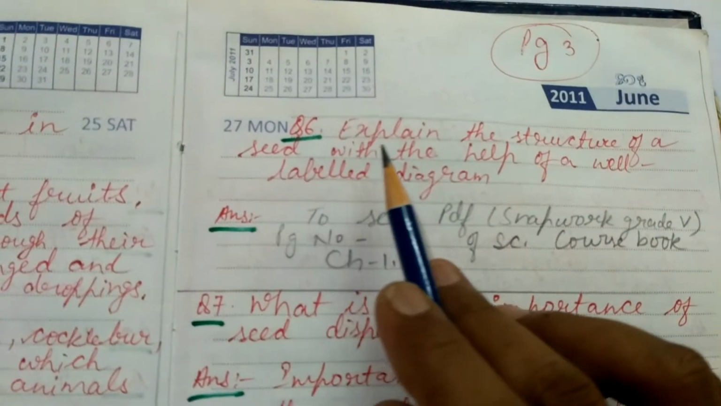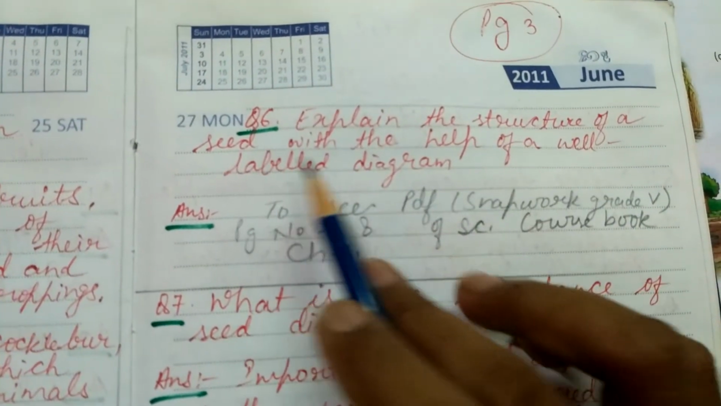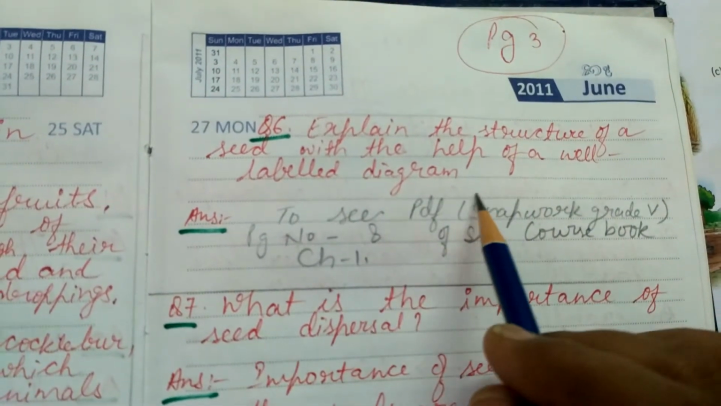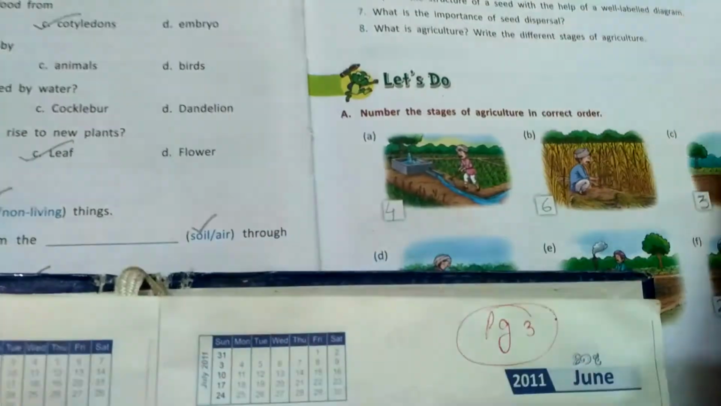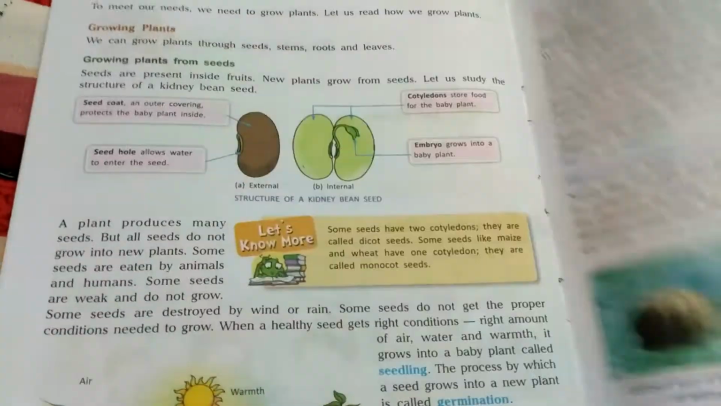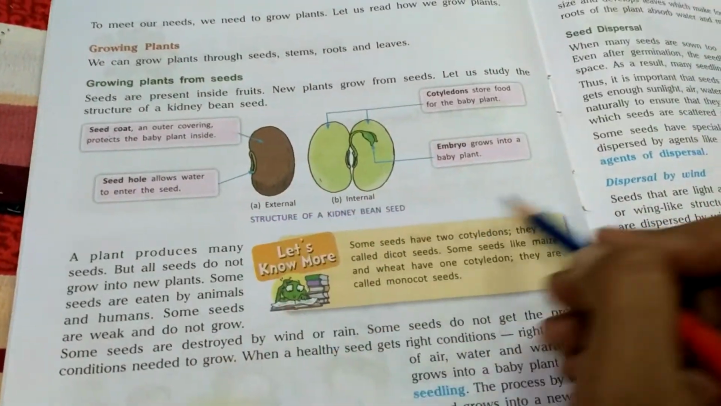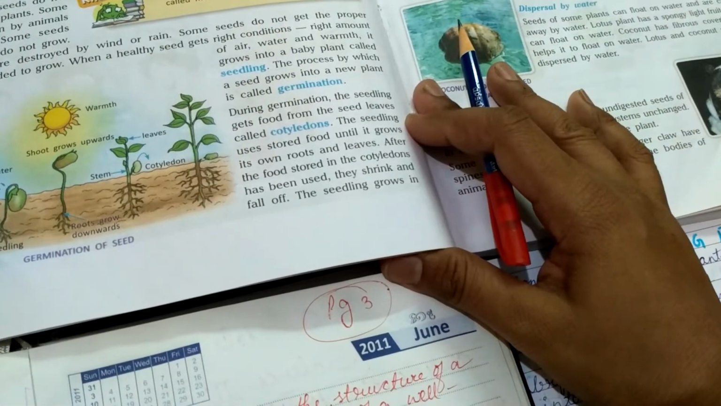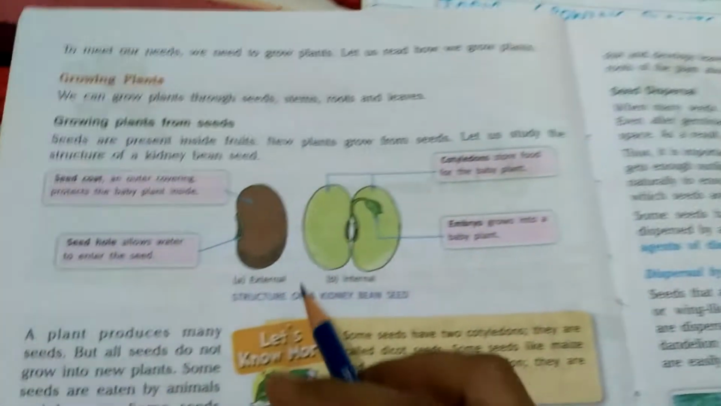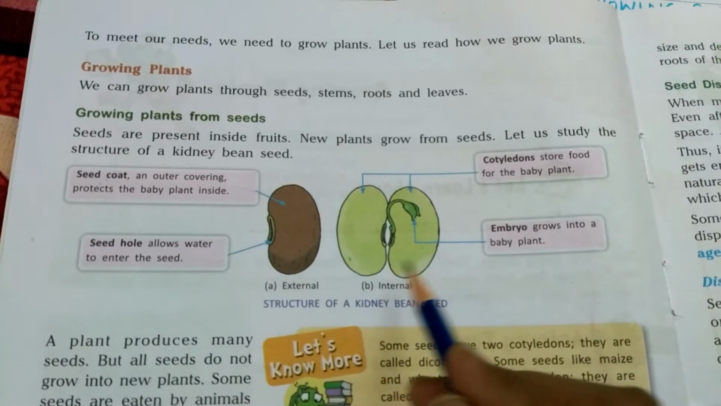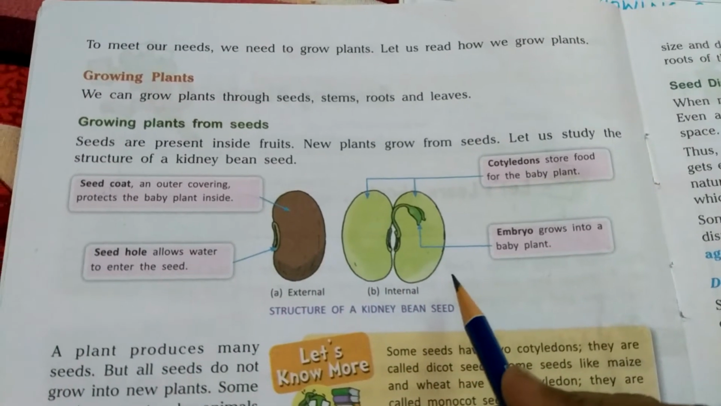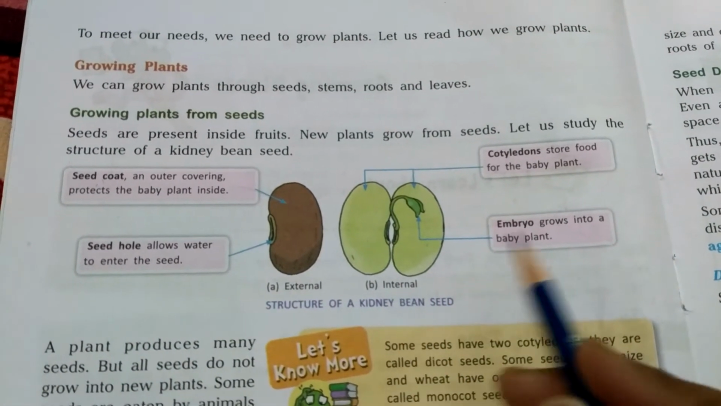Now in question number 6, explain the structure of a seed with the help of a well-labeled diagram. You will write this question on the ruled page, but you will draw the diagram on the white page. This complete diagram you have to draw, because you have to explain the structure of the seed. This is the structure of a kidney bean seed. What is kidney bean? In Hindi, it is known as Rajma.